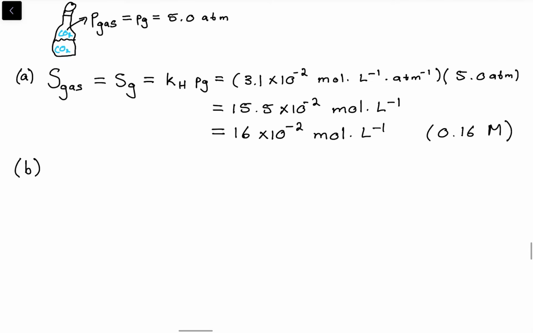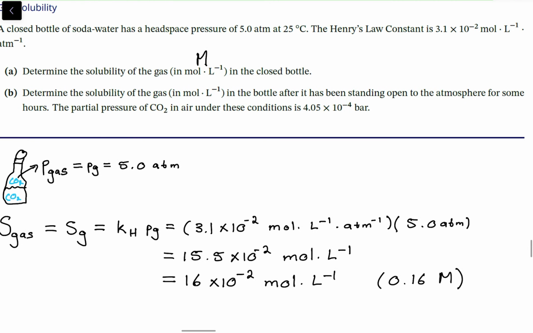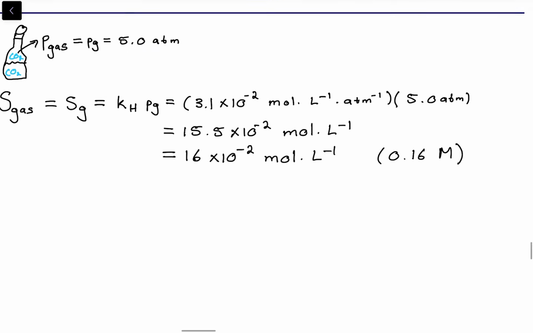So let's look at the B part. The B part now says, determine the solubility of the gas in the bottle after it has been standing open to the atmosphere for some hours. The partial pressure of CO2 in the air under these conditions is so much bar. So of course, this now means the pressure of the gas has changed. And we're also now given the pressure of the gas in bar.